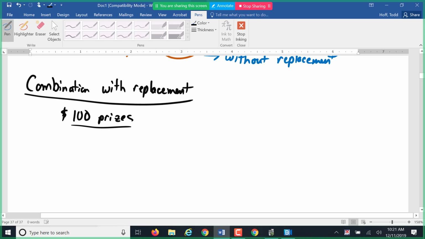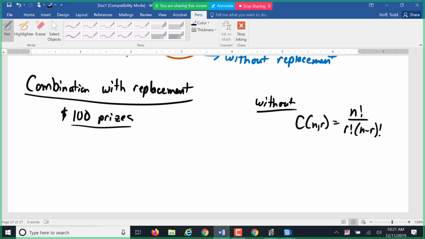That's our standard combination without replacement. That's what we've been doing. That's without replacement, that formula we've been looking at. Combination of n chosen r: n factorial over r factorial times n minus r factorial. That's that standard formula for a combination.